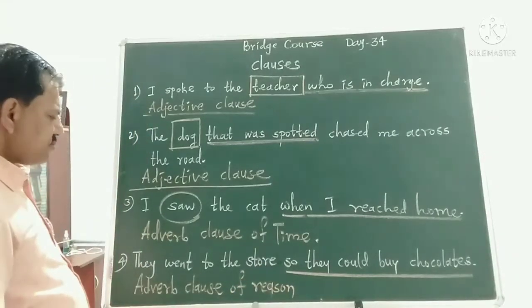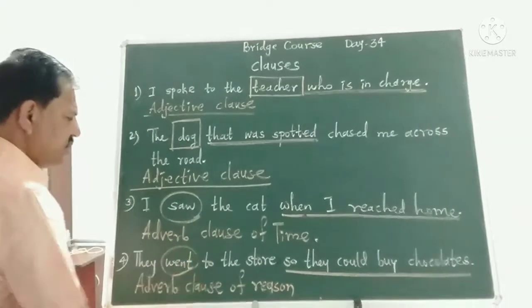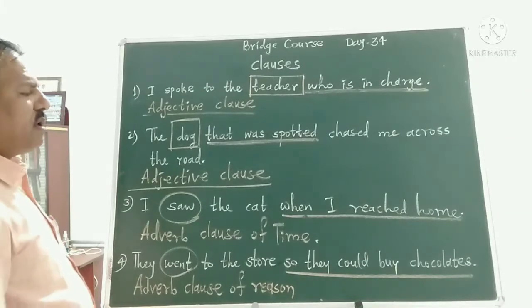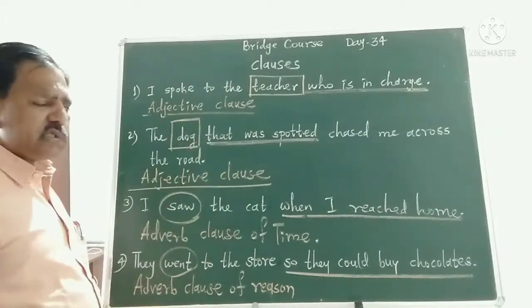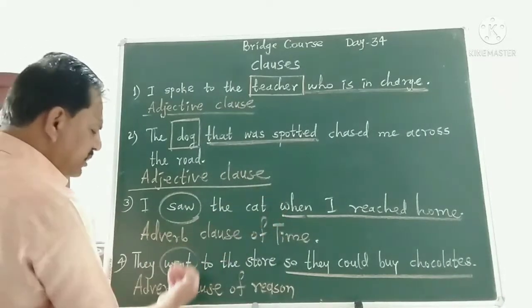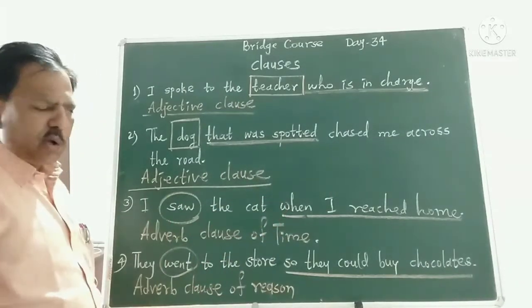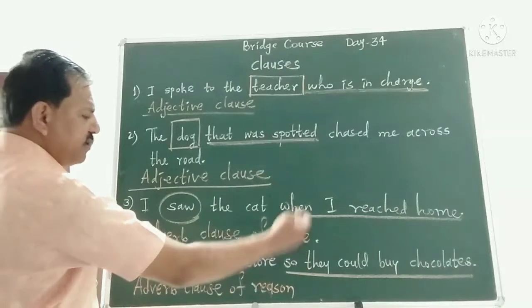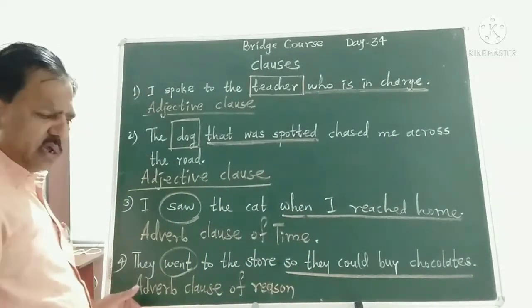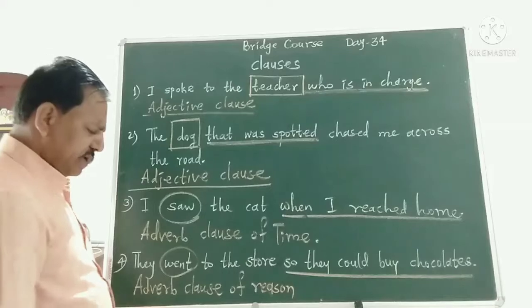So in this way, you must have enough practice of finding the subordinate clause, knowing its function in the sentence, and identifying the type of clause based on the function of the subordinate clause. So this was the learning activity. There are few more examples. Let us see.